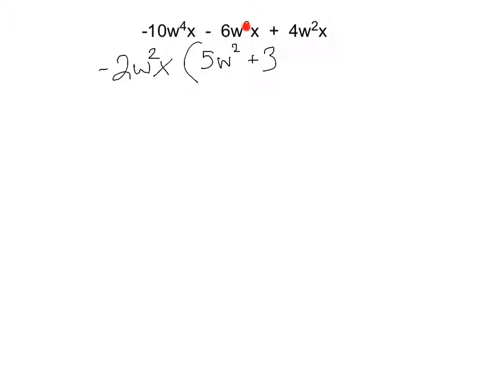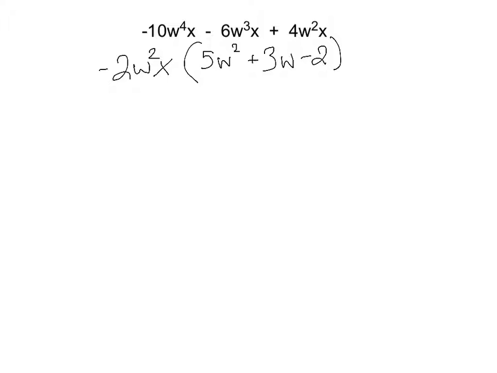It was a w cubed, but since I factored out 2 of them, there's only going to be 1 still sitting there. And the x is gone because I factored it out. And the last term, I've got a positive 4 divided by this negative 2, which is going to get me a negative 2. And the w squared and the x both got factored out. Now that's a nice little polynomial there. Or trinomial. I guess this one's a trinomial.